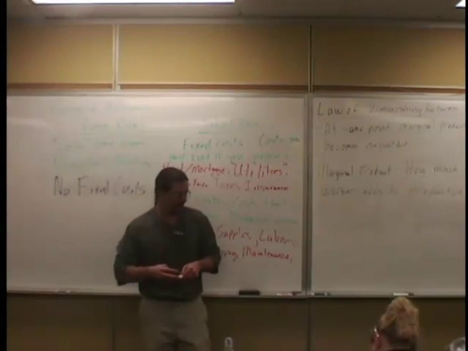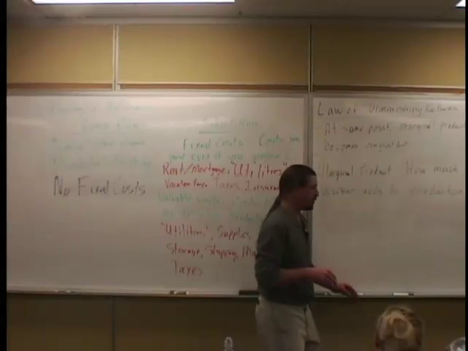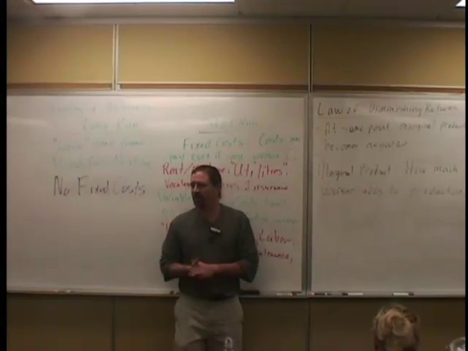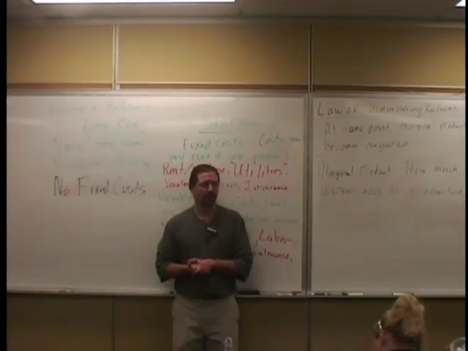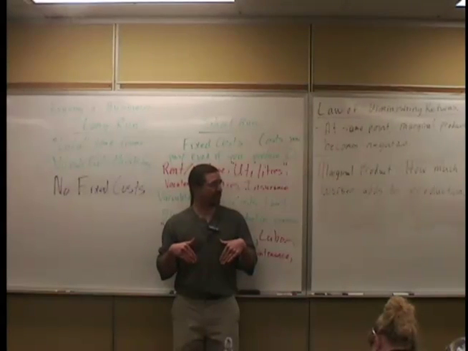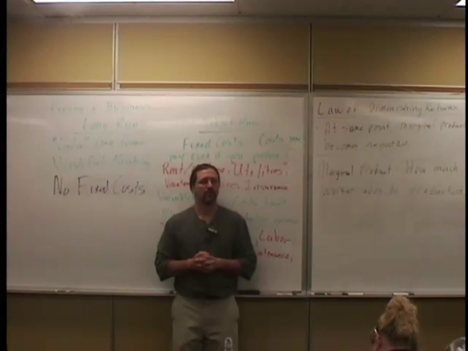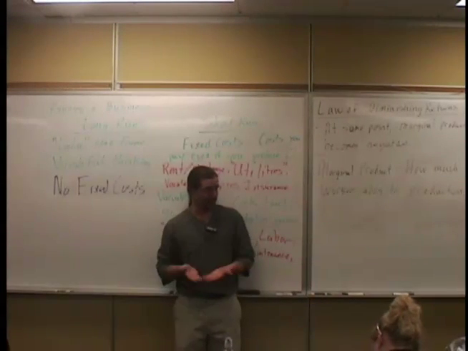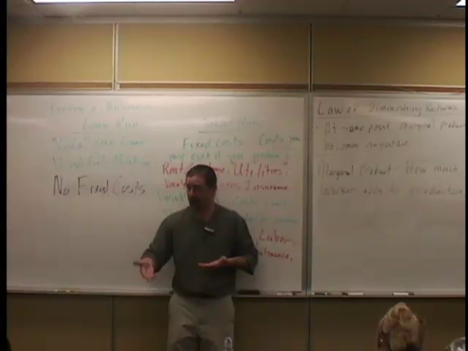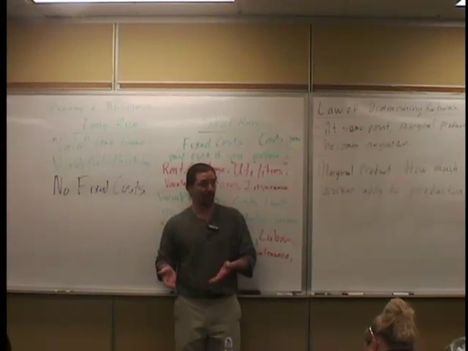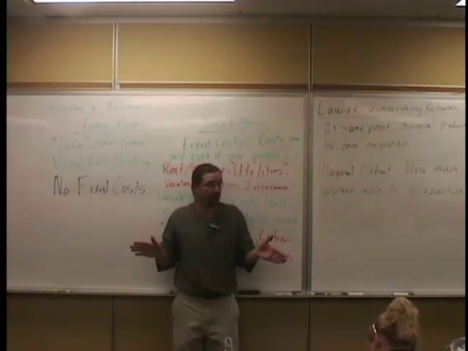So in other words, if you hire 10 people and you produce 2,000 units in a day, and you hire one more person, and that next day you produce 2,200 units, the marginal product of that 11th person is the 200 units that they added to overall production. That's it. That's what marginal product is.